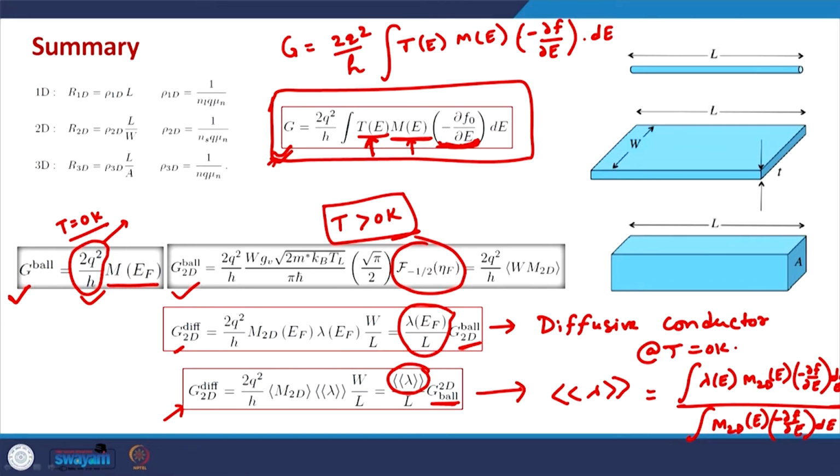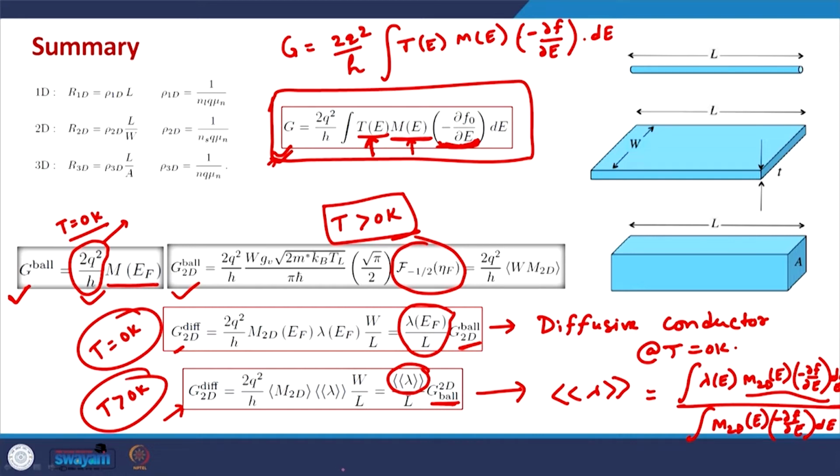Okay. So, this is in a way the average mean free path of electrons in the modes in the Fermi level, in the Fermi window, and this is the case at room temperature. This is true at 0 Kelvin. Okay. So, this is what we have seen, and we now know what the conductance is.